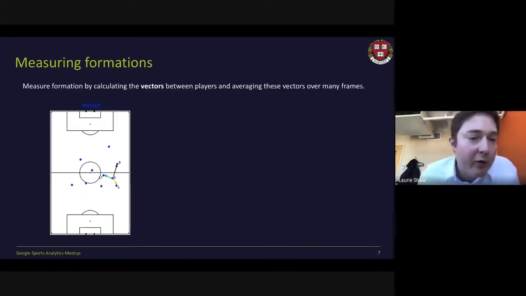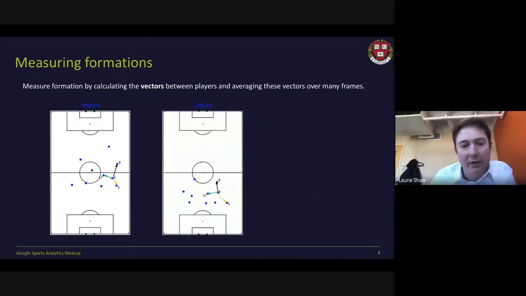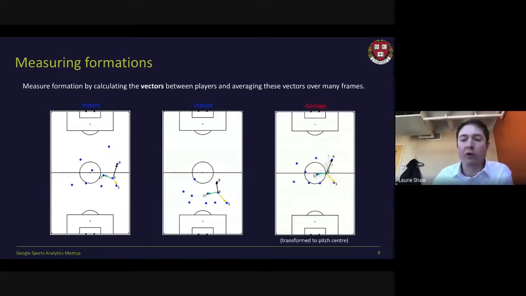So we measure formations simply by calculating the vectors between every pair of players and averaging these vectors over many frames. So for example, at this instant here, I've indicated the vectors between player 6 and player 8, 17 and 5 at a given instant. Here's the vectors between the same set of four players at some later instant of time. And of course, then we can, over some period of time, calculate the average vector between every single pair of players to essentially measure a lattice, which represents our observation of the team formation.